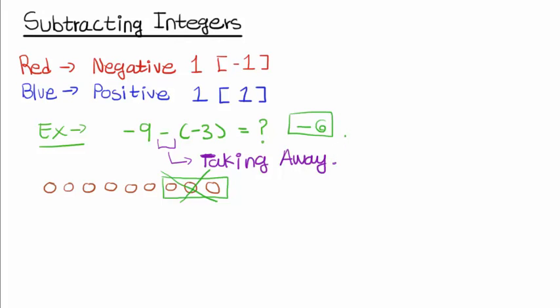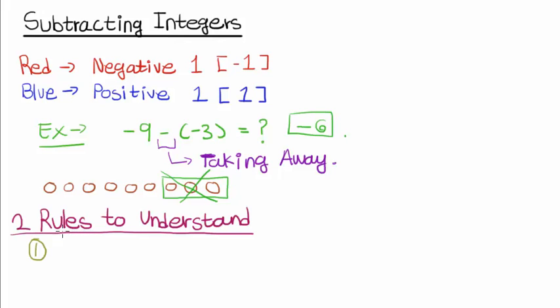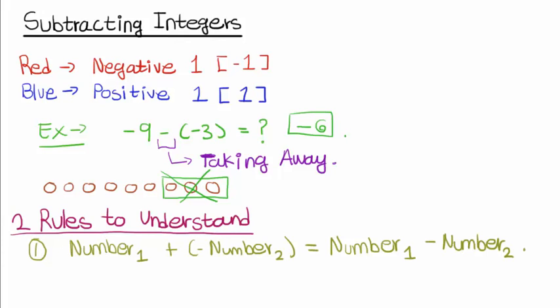Now, before we do any more examples, I would like to go over some rules that are related to subtracting integers. Let's go over the first rule. The first rule is pretty much like this. Now, all this rule really means is that if I have some number, and I denote that number as number 1, and I have another number, but in this case, that number is a negative number, which is represented as negative number 2 over here, and if I'm adding those two numbers together, that is the same thing as saying number 1 minus number 2.